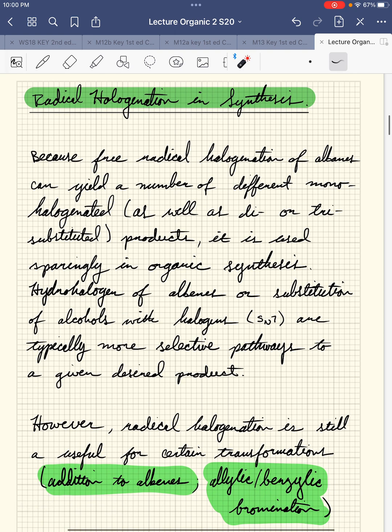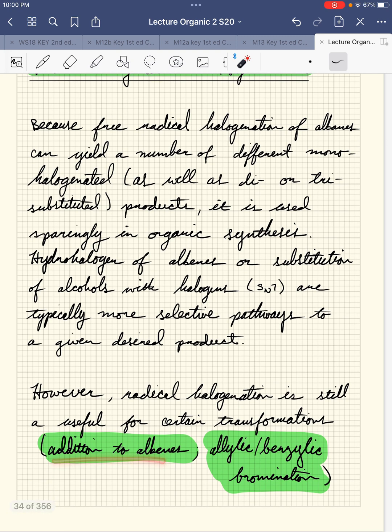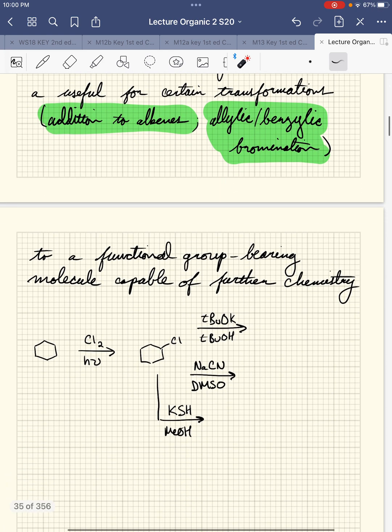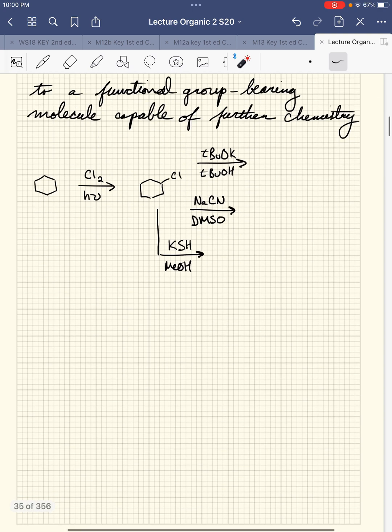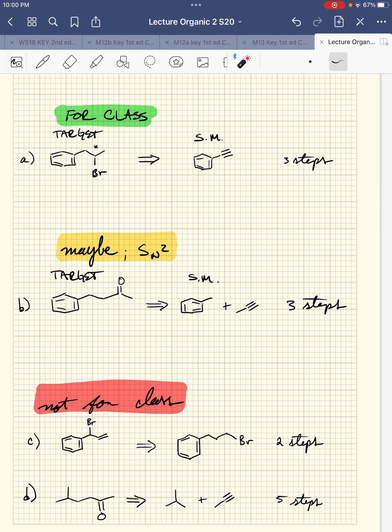And then lastly, this idea of radical halogenation in synthesis. What we'll do is focus a little bit on addition of HBr to alkenes, and then allylic and benzylic bromination. And actually, I'm just going to propose a scheme to you guys. Here, I came up with some questions for you. This arrow is what's called a retrosynthetic arrow. It means, for all intents and purposes, this thing from this thing.